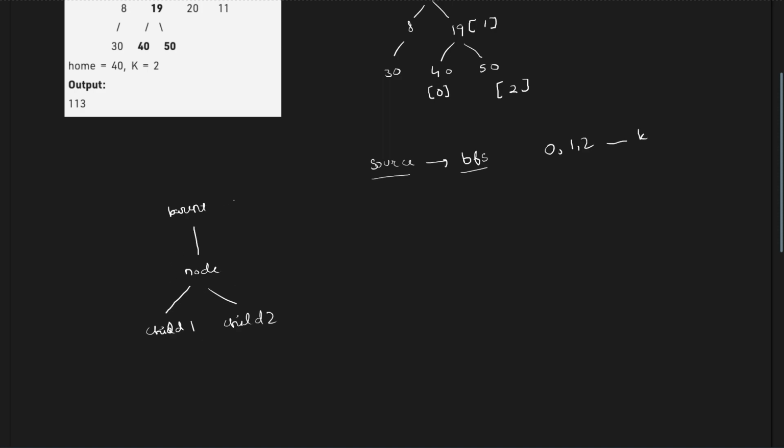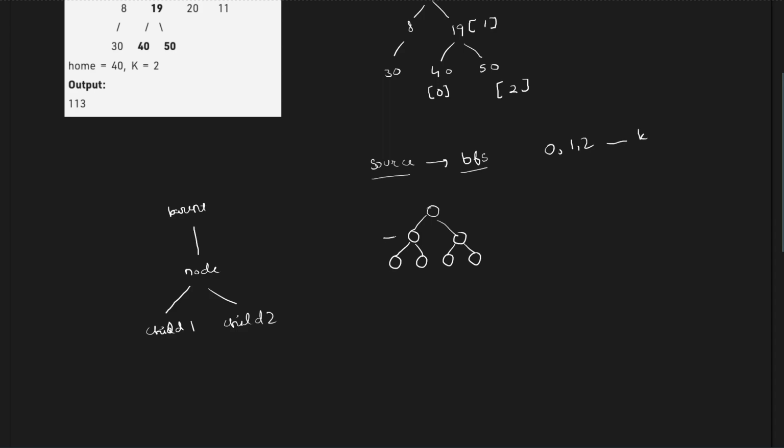A node may not have a parent, for example the root node doesn't have a parent. A node may not have child 1 or child 2, or it may not have both of them. Right. It can be the case. But the maximum number of connections any node can have is 3. Right. So what I can do is I can start traversing from the root node, and I go to every other node.